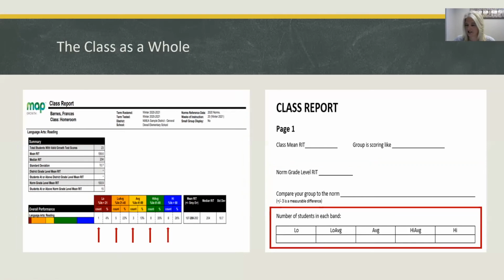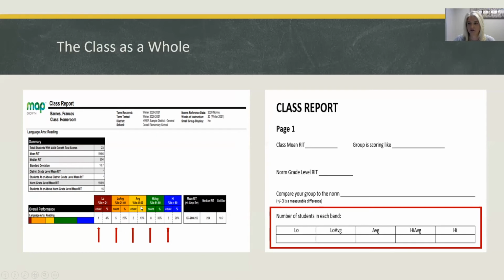Now, the next section, we're going to look at these colored bands down here in the overall performance. Something about NWEA that I think is really helpful is their color coding system. Red always means the same thing. Red is always low, and it always means less than the 21st percentile.